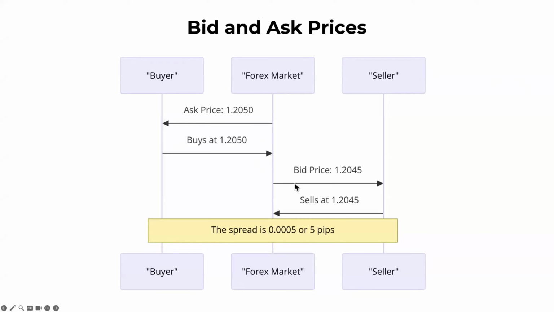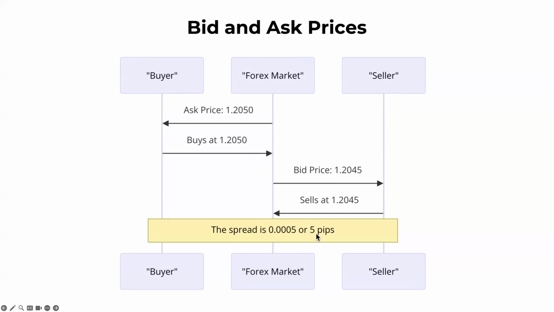And then we get to this side, okay, now we have to find the seller. So when we're buying, there's someone selling. Okay, so their bid price is this. Okay, you see the 5, subtract it off that, selling back to the market. So the market keeps 0.0005, or what we call 5 pips. Okay, so a 5 pip spread is pretty significant.